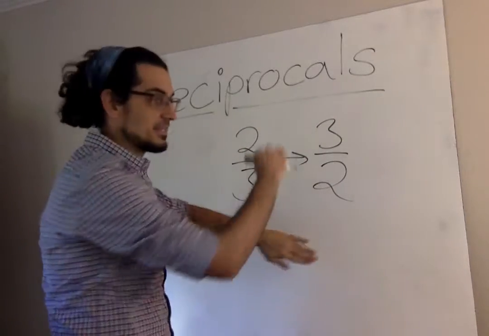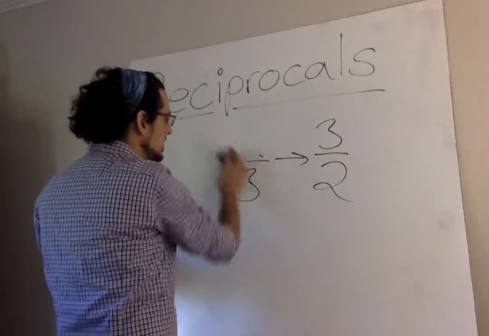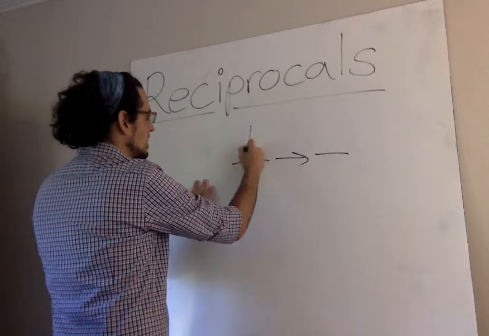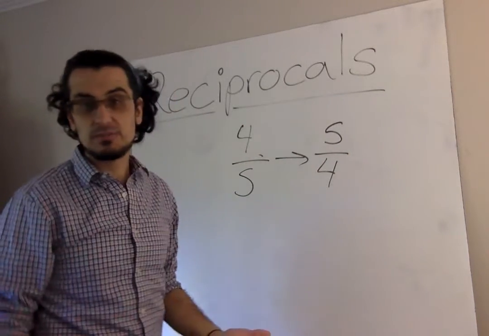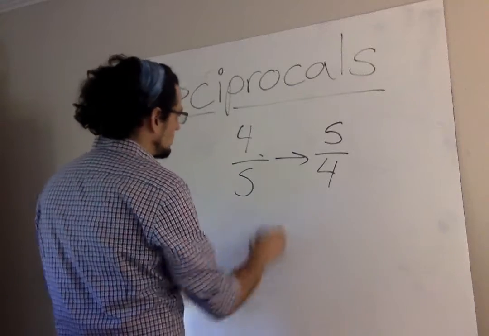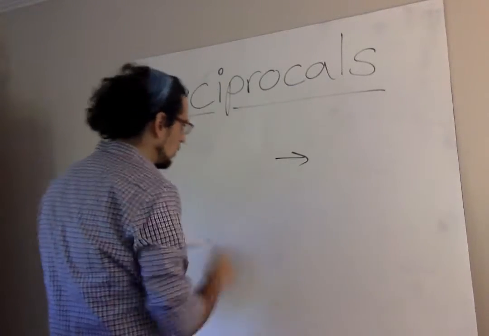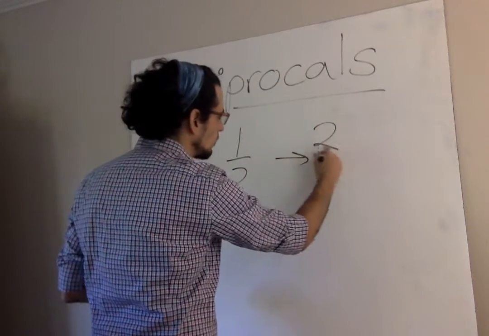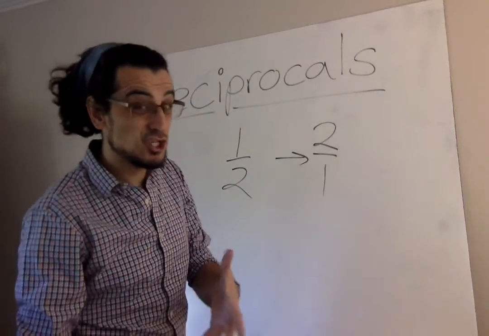We just flop these numbers. So if we had 2/3, it becomes 3/2. If we had 4/5, then it becomes 5/4, okay? So these are just reciprocals, pretty simple. Now, let's just go ahead and continue. If we had something like 1/2, that would become 2/1. That would be my reciprocal, which 2/1 is the same as 2.